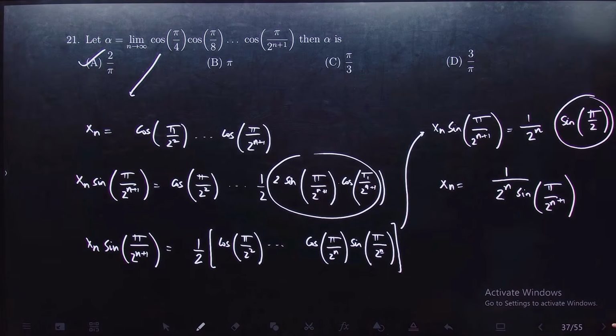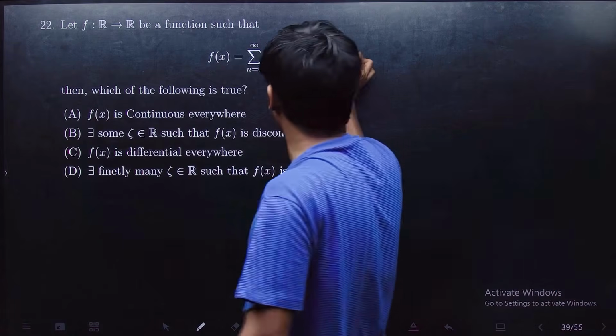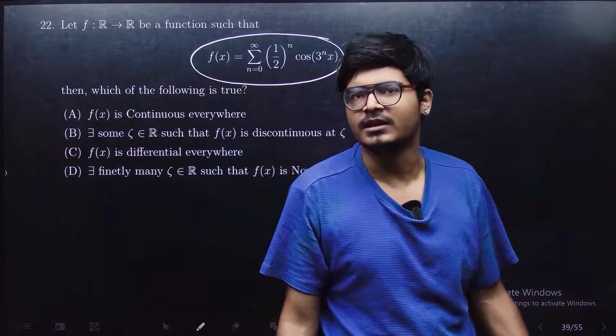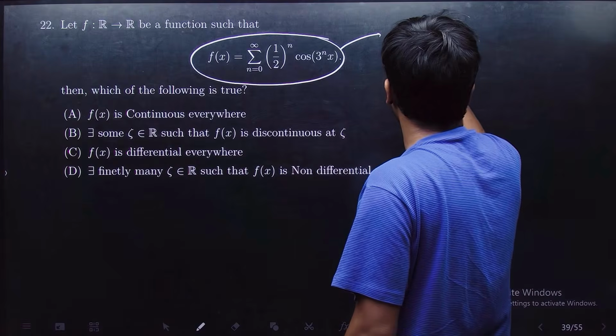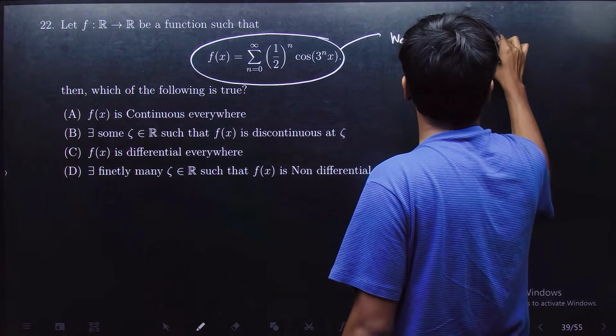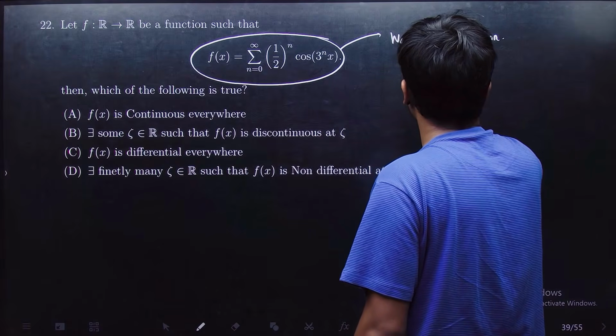Alright, coming to the next question. This function is a special function. This is just in case you get questions which ask you for counterexamples. This function is known as the Weierstrass function. And what is the speciality of this function? This is a function which is continuous everywhere and it's differentiable nowhere.